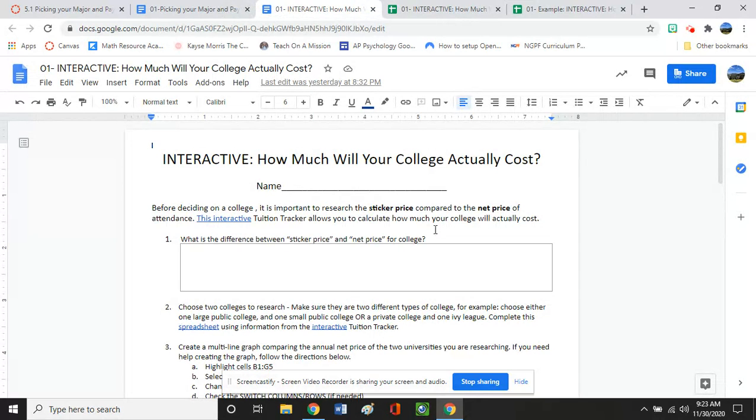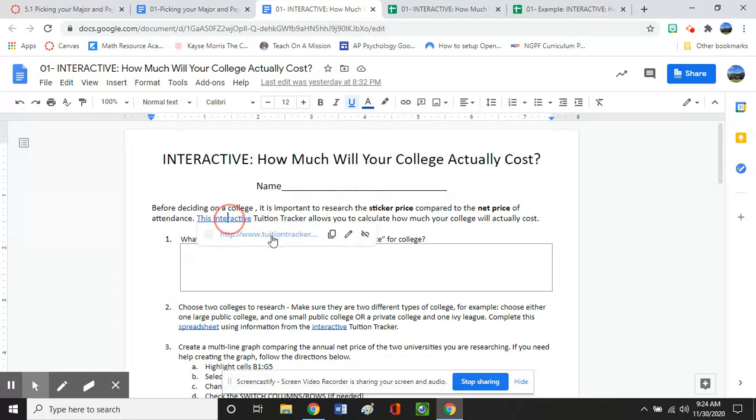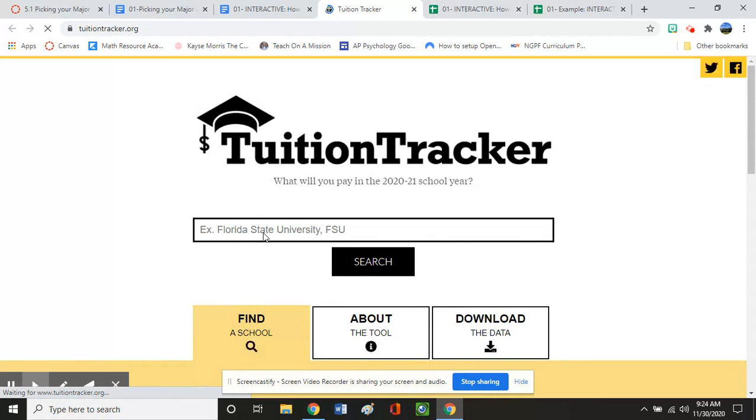The reason why I'm walking you guys through this is because it's going to be using this interactive tuition tracker. So make sure your first question is about that sticker price versus your net price. And then you're going to be opening up this spreadsheet to help us pick our 2 colleges. So if I go ahead and click on this interactive tracker, let's do this step by step. The reason why I'm recording this video, you guys, is so you could rewind it. If I'm going too fast, pause it. We can walk you step by step, okay?